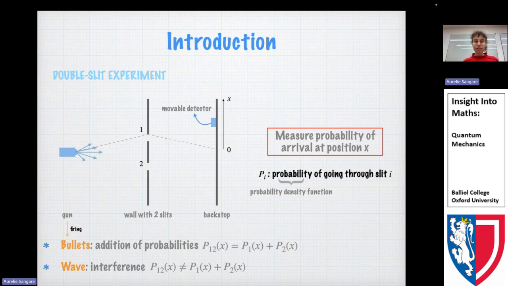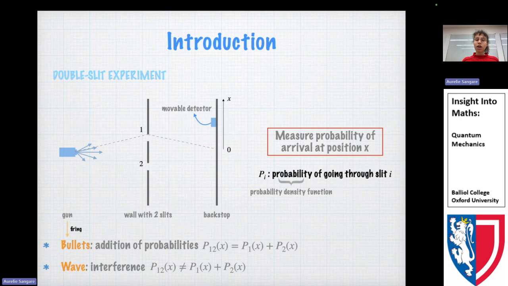If you have disjoint events, meaning events that can't happen simultaneously, then A intersection B is equal to the empty set. So you have nothing, there is no intersection between your two sets. And then, of course, the probability of the intersection will be 0. And that is precisely what we observe here. Here we see that P12 of x, the probability that your bullet arrived at x, having gone through slit 1 or slit 2 or both, is equal to P1 of x plus P2 of x.